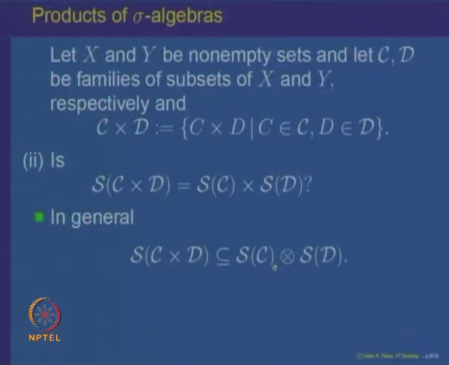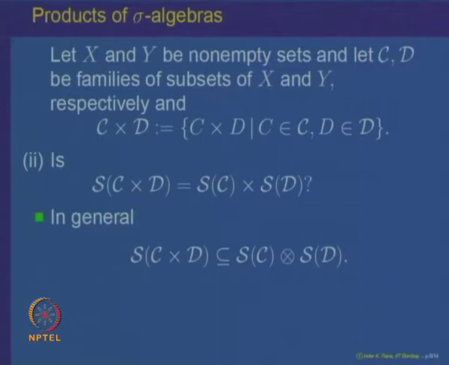Let us observe that since C cross D is already contained in S of C cross S of D, the sigma algebra generated by them will be inside it. So, the first observation is that in general S of C cross D will be inside S of C cross S of D. So, this follows from the fact.